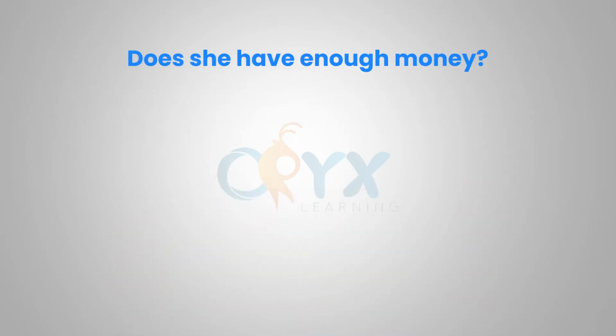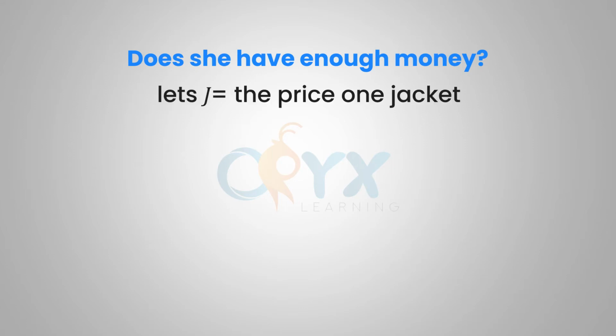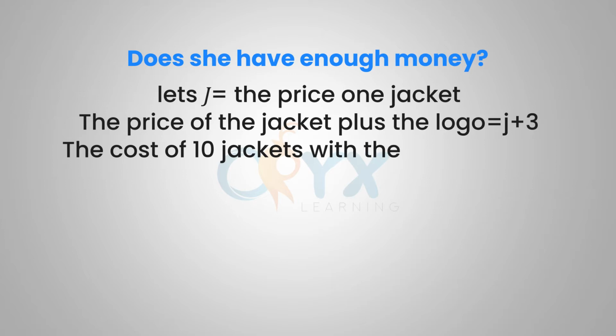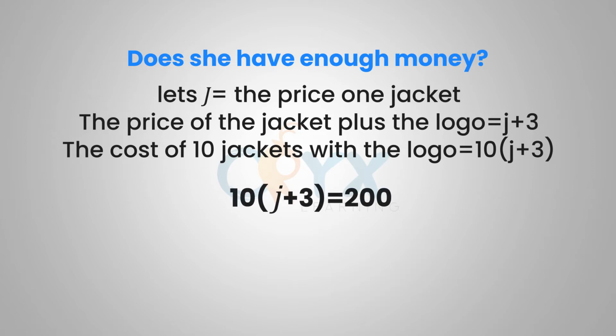So does she have enough money? If we let J equal the price of one jacket, then the price of the jacket plus the logo, the $3, would be J plus 3. And the cost of the 10 jackets with the logo for the team would be 10 times the quantity J plus 3. We know that the total was $200, so our equation becomes 10 times the quantity J plus 3 equals 200. In order to solve this, we'll revisit this problem at the end of the lesson.